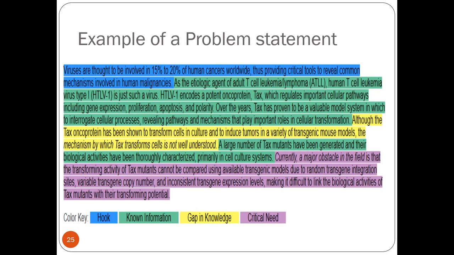Excuse me, this is pure science. I pick information, but this one is trying to tell us that it's critical because it's a major obstacle in the field when it talks of transforming activity of tax. You can't compare a tax mutant using the available transgenic model due to some random transgenic integration. So there could be other, unobserved factors that can influence it. So you must present, do something. It's a critical need. And that's why he's saying that the mechanism by which tax transform cell is not well understood.